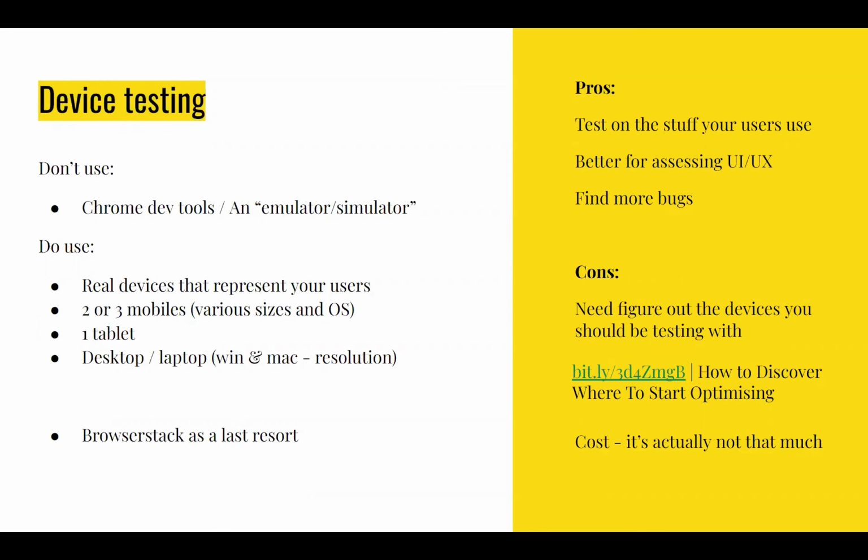Disadvantages are that you're going to have to figure out what those devices that you need to test with should be. There's a great article that I've got a link to there that you can have a look at. And you might see that the cost would be prohibitive to set up your own device library. That's not actually the case, because you can buy these devices secondhand and they don't cost that much at all. So you don't have to have brand new sparkly devices, because most of your users are not going to have brand new sparkly devices. They'll be on older devices that you probably don't expect.